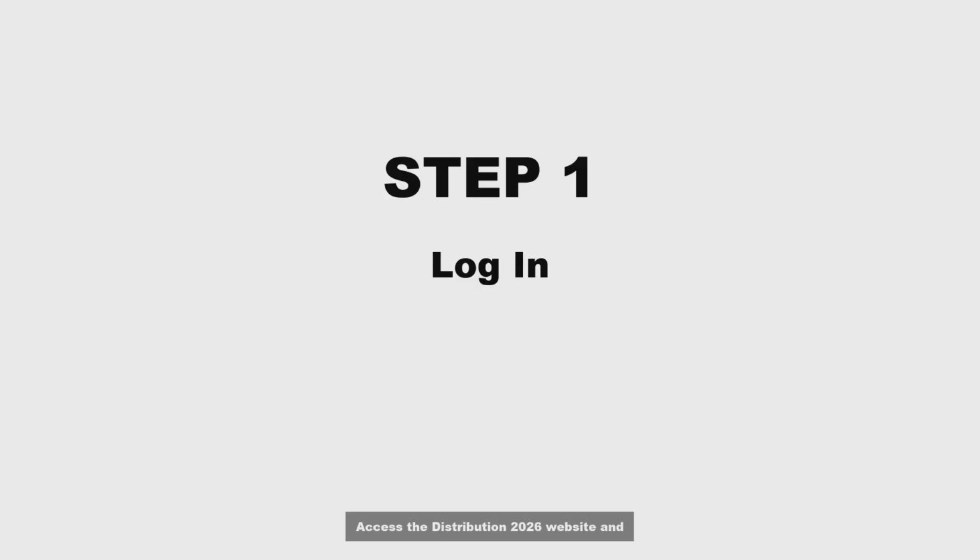To check your transaction history on Distribution 2026, follow these straightforward steps. This guide will help you navigate the platform efficiently. Step 1. Login. Access the Distribution 2026 website and enter your login credentials. Make sure to use the correct username and password associated with your account.